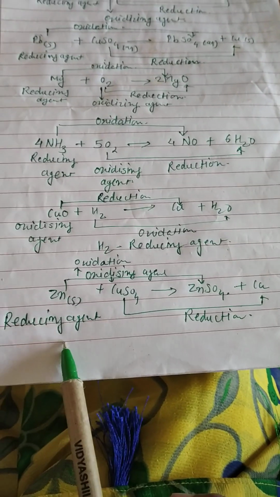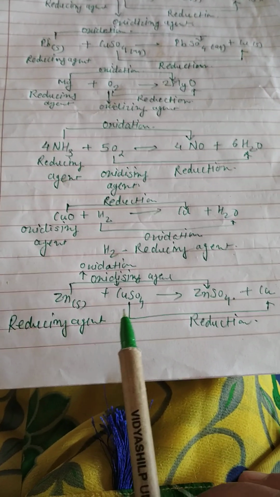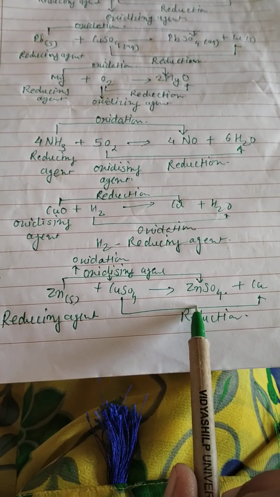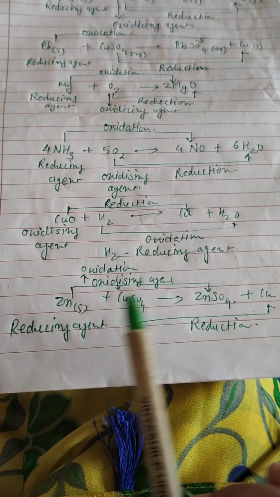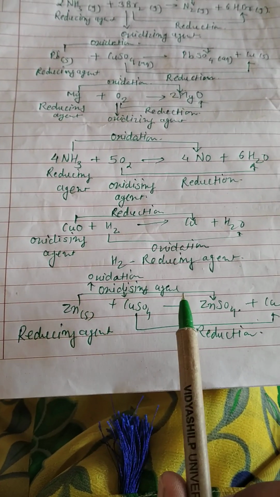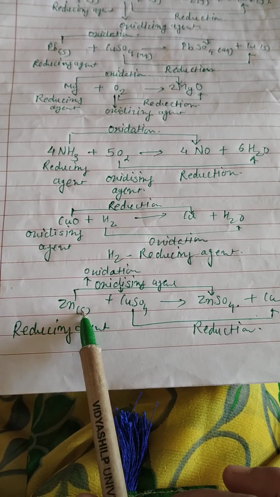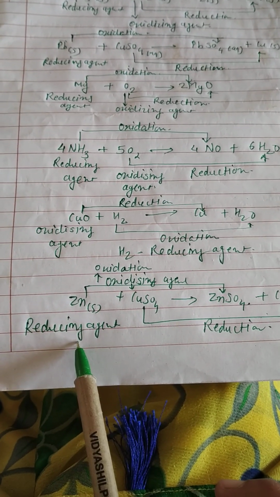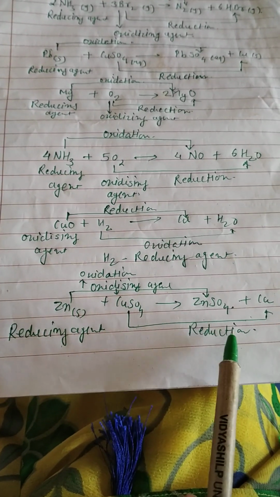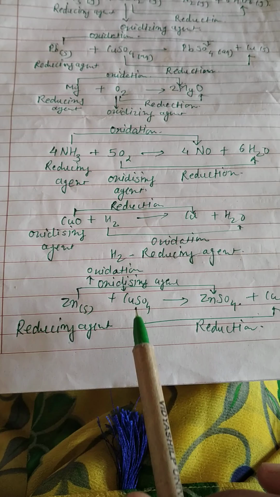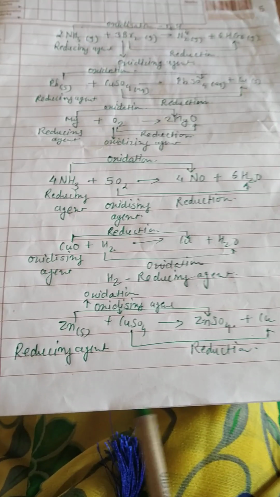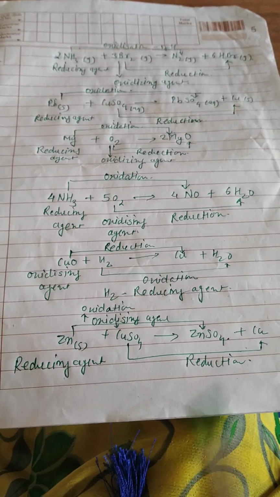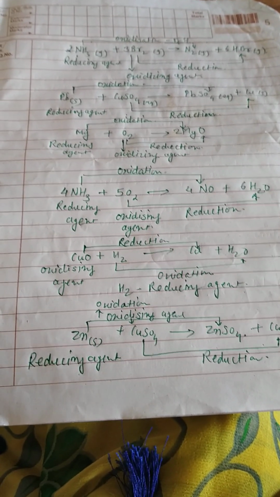Now the last reaction for practice is Zn plus CuSO4, which gives ZnSO4 plus Cu. Here Zn undergoes oxidation, so Zn is acting as the reducing agent, and CuSO4 undergoes reduction, so it is acting as the oxidizing agent. So it's very easy to find out the oxidizing agent and the reducing agent.